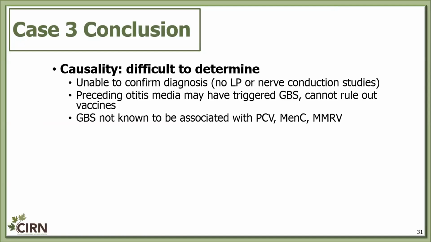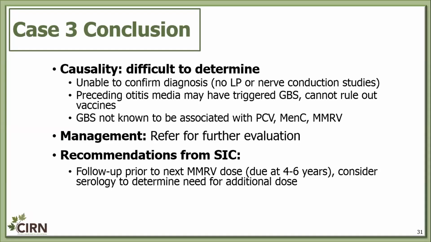So in this particular case, it was really difficult to determine what role the vaccine might have played, if any. He never had a lumbar puncture or nerve conduction studies at the time of the event, and so we couldn't confirm the diagnosis. As well, there was this preceding otitis media, another infection that could have been a trigger for GBS. Fortunately, there was nothing in the literature to suggest an association with GBS in any of the vaccines he received for his 12-month vaccines. And so he was referred to our SIC, and we planned to follow him up before his next dose to have another discussion around MMRV and further vaccinations.